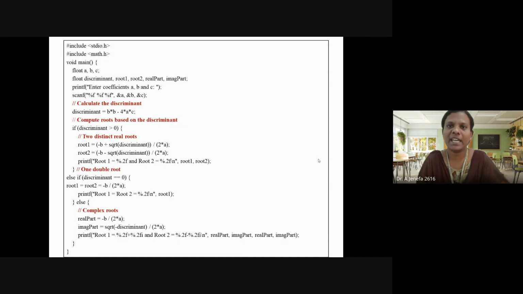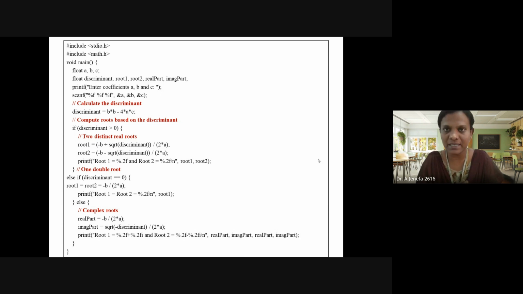Let's see how we can write a C program for this quadratic equation. As I have explained how to find the roots of a quadratic equation, here are the conditions to be checked. If the discriminant value is greater than 0, we have to find root 1 and root 2. If the discriminant value is equal to 0, both the roots are the same, so we find only a single formula, minus b by 2a, for both the roots.